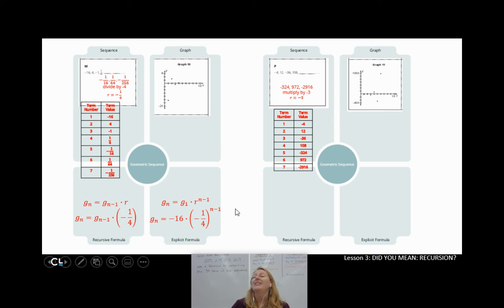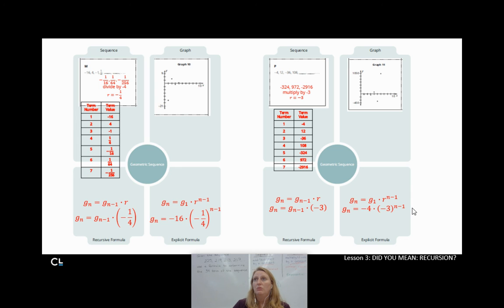And my last sequence, P. My ratio was negative 3, so my recursive formula is g sub n equals g sub n minus 1 times negative 3. I've got to use the parentheses so that the negative doesn't get lost. But if I want any term, not just the next term, I'm going to use my explicit formula, which means I need my first term, which is negative 4. So negative 4 times my ratio negative 3, in parentheses to keep that negative safe, raised to the n minus 1 power.